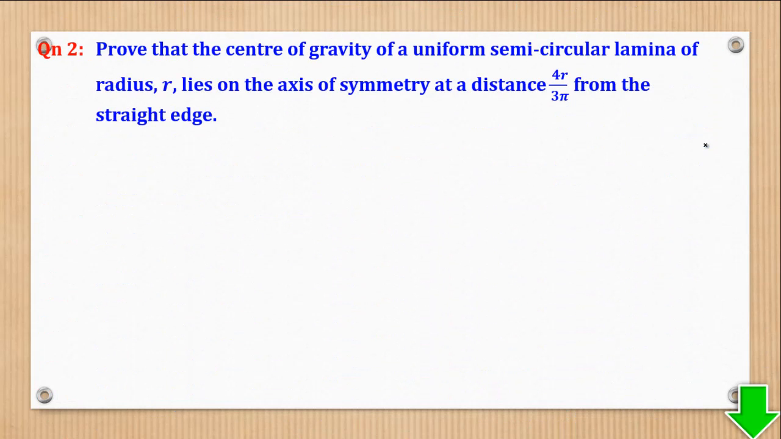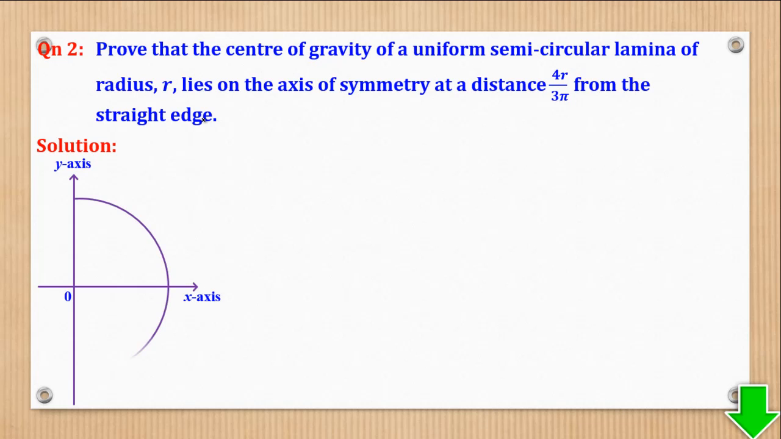That was question 1. Now we shall go to question 2. Question 2 says, prove that the center of gravity of a uniform semicircular lamina of radius r lies on the axis of symmetry at a distance 4r over 3 pi from the straight edge. So there we need to make a sketch. Shall draw the axes and label them. Then they want a semicircular lamina of radius r.